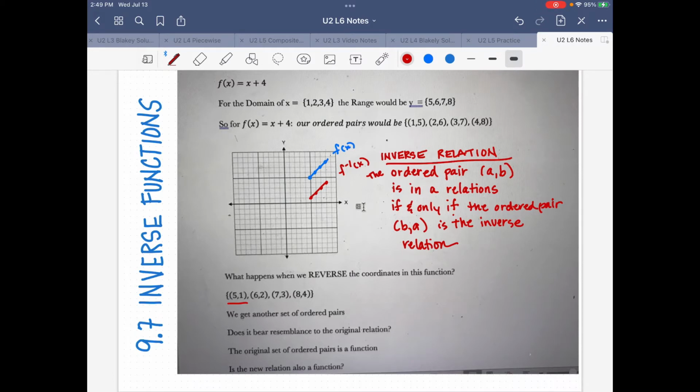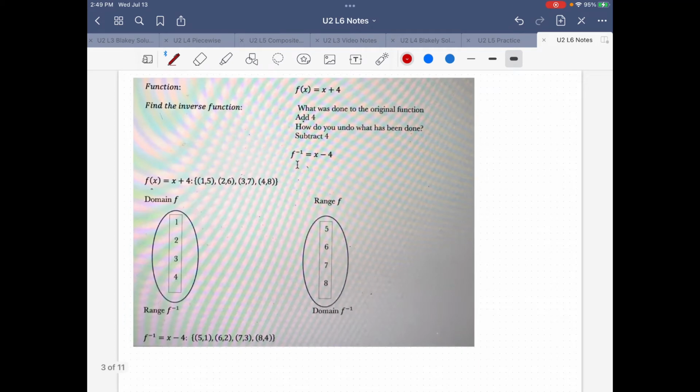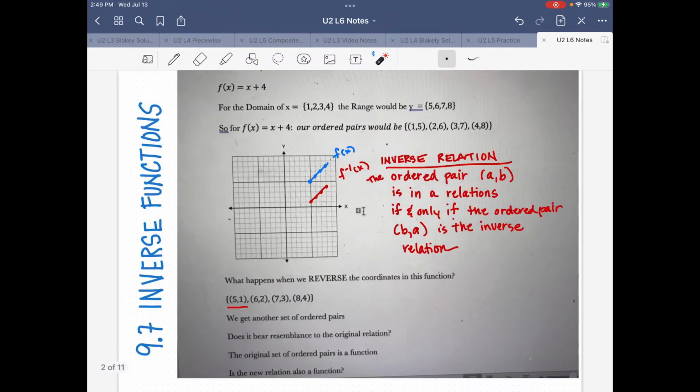All right. So in this lesson, we will be studying the connection between a relation and its inverse. More specifically, we are going to be most interested in inverse relations that happen to be a function. So we're going to go back to our example where f of x is equal to x plus 4. It's a function because it passed the vertical line test, and we want to find the inverse function. So this is my inverse function right here.